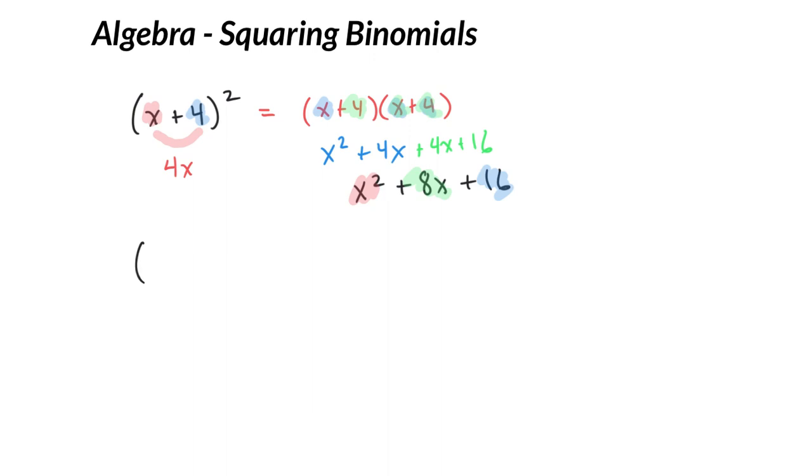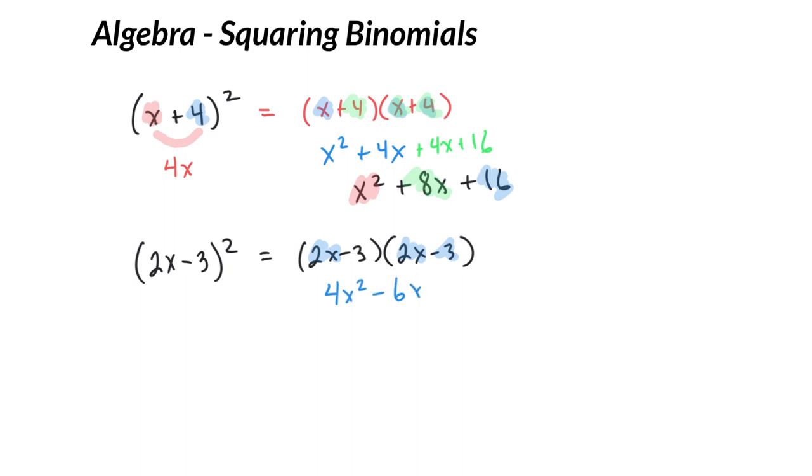Let's do one more. Let's say we had 2x minus 3 squared. Again, I would just write 2x minus 3 and 2x minus 3. And then we'll use what we did already. We'll take our 2x and multiply that by both pieces over here. So 2x times 2x is 4x squared. 2x times negative 3 is negative 6x. Okay? And then we'll repeat it with the negative 3.